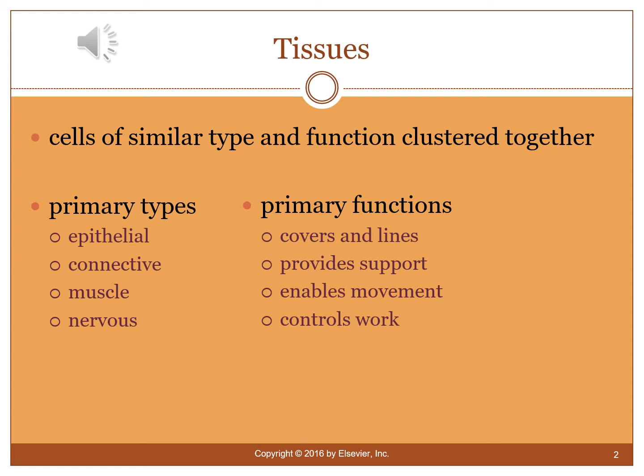Connective tissue provides support. So connective tissue providing support could be tendons in muscles. And then muscles enable movement. That's obvious. Nervous tissue controls work. So you wouldn't be able to move your muscles if you didn't have the nervous tissue controlling that input to the muscle, so controlling the work it does.